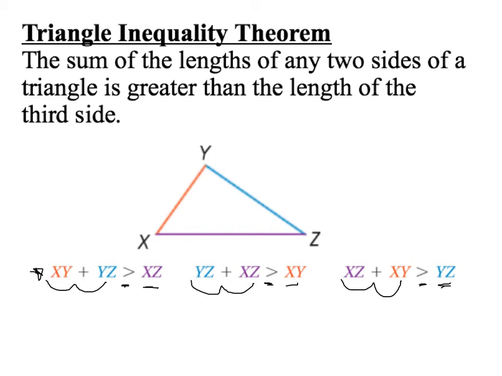So let's say I have lengths 3, 4, and 7. Is that a triangle? Well, is 3 plus 4 greater than 7? 3 plus 4 is 7. Is 7 greater than 7? No, it's equal to. So this would not be a triangle.